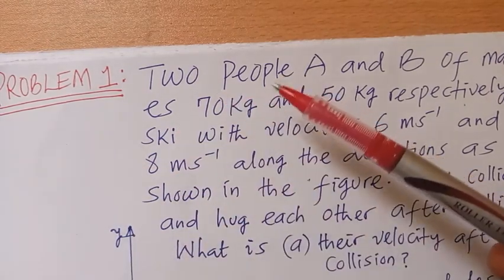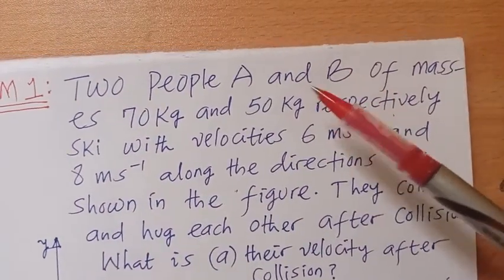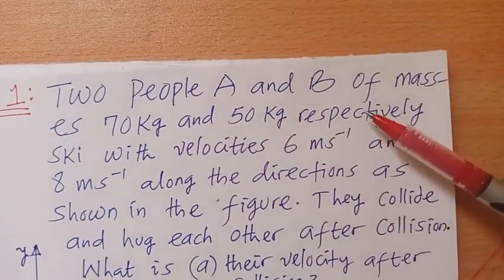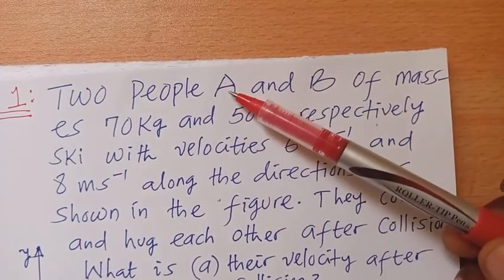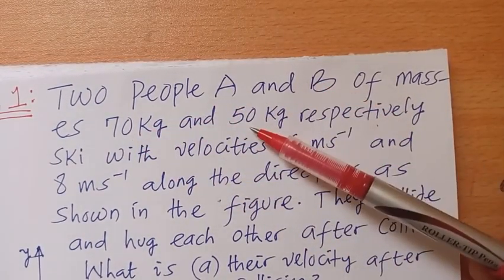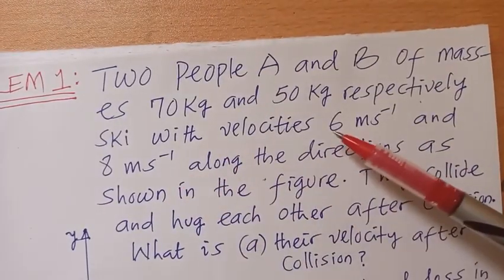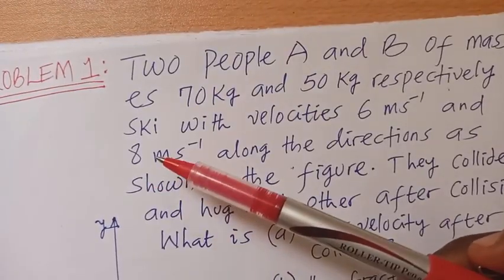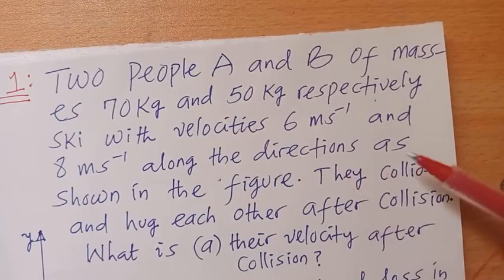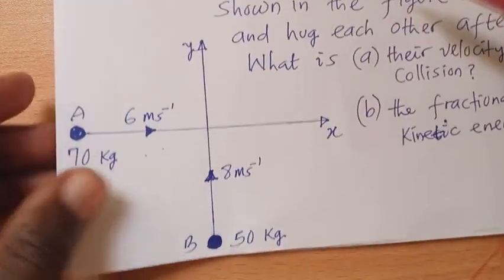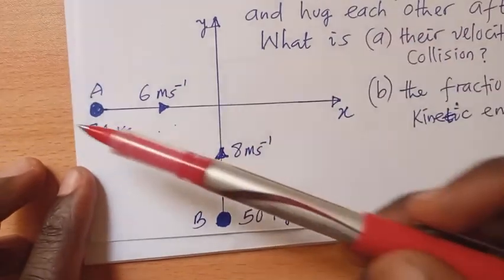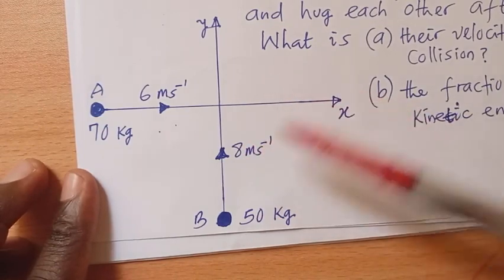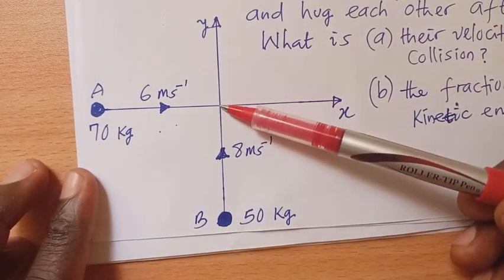Problem 1 says two people, person A and person B, of masses 70 kilogram and 50 kilogram respectively. Person A has a mass of 70 kilogram, B has a mass of 50 kilogram, and A has a velocity of 6 meters per second and B has a velocity of 8 meters per second along the directions as shown in the figure. And here is the figure. Look at body A here with the mass, and this is the velocity. Body B, mass, and this is its velocity, and they collide at this point.